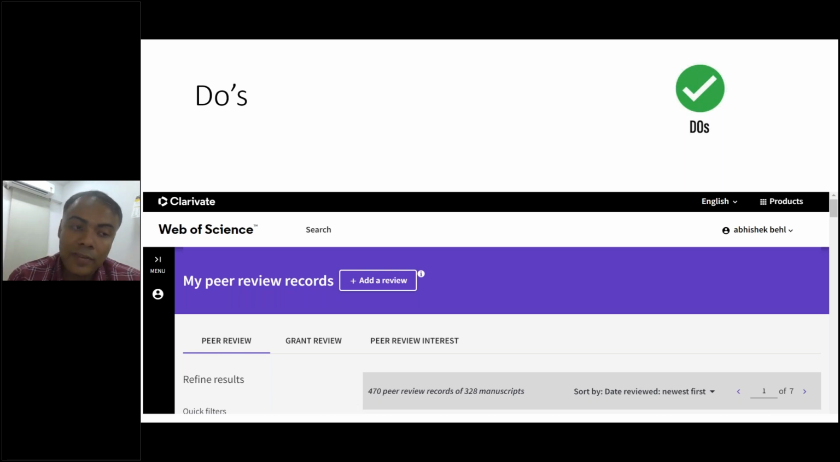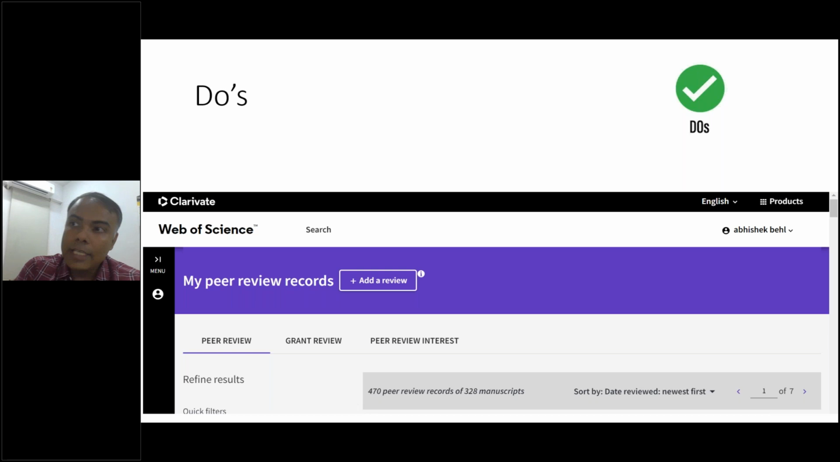The first thing on the left hand shows the number of papers which people review. So a glimpse of what I have done. I have till date reviewed 470 odd papers for 328 manuscripts, right? So if I look at my career record, I think my first review invitation came sometime in 2013. So in the last 10 years, I have reviewed 328 manuscripts.